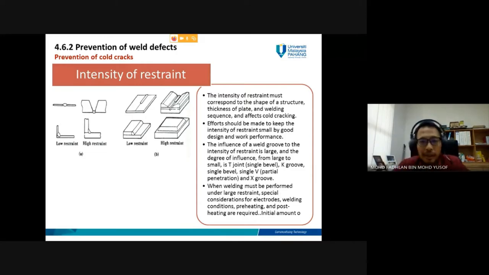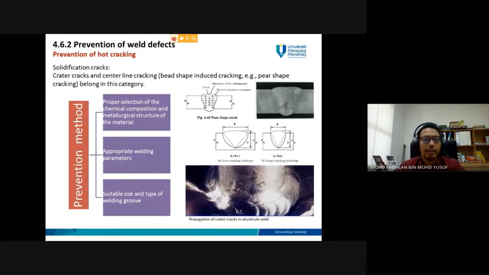Okay, so if you look into another type of crack, which is a hot cracking or solidification crack, kalau kita tengok dia biasanya macam ni lah contoh dia. So to prevent this hot cracking, we need a proper selection of a chemical composition and the metallurgical structure of the material. Another point is we should use appropriate welding parameters and also suitable size and type of welding groove. Yang ni melibatkan design process. Yang ni melibatkan design juga, design component tu, selection of material. So kalau kita tengok tiga perkara penting ni lah untuk mengelakkan hot cracking daripada berlaku.